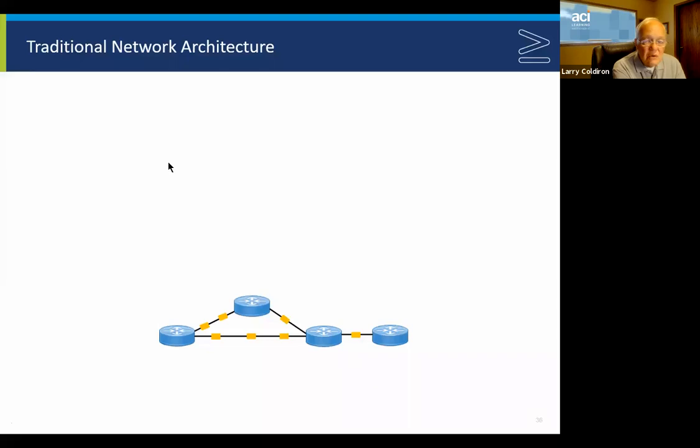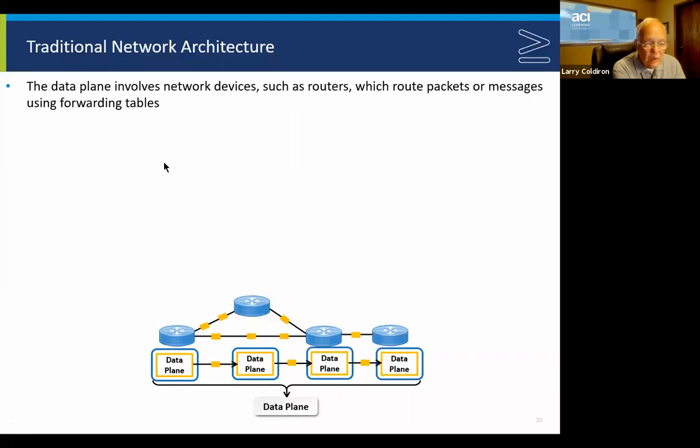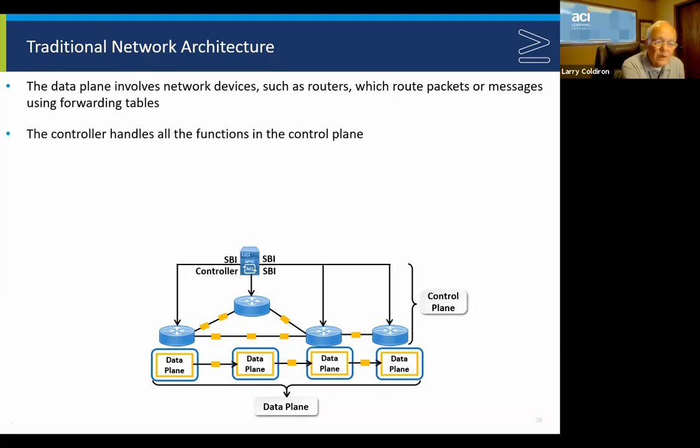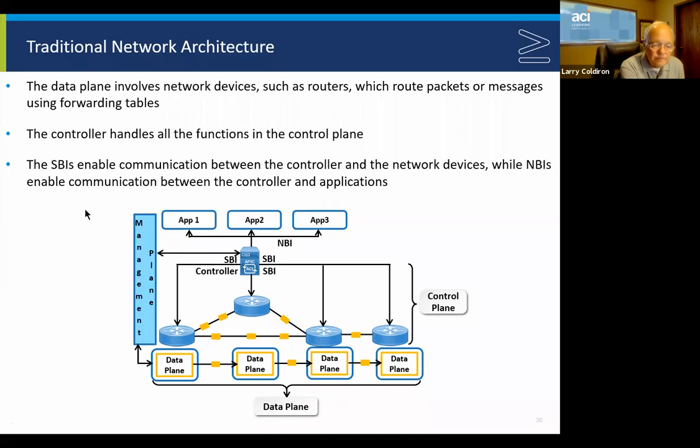In the traditional network architecture, the data plane involves the network devices, the routers, which route packets or messages using the forwarding table. The controller handles all the functions in the control plane, and the southbound interfaces. We have these terms: northbound interface, southbound interface.